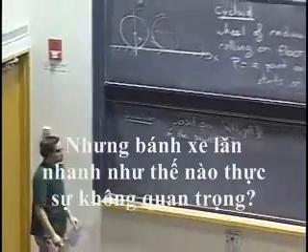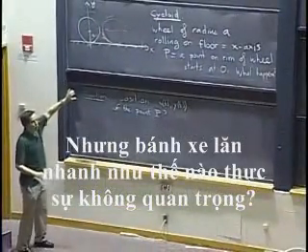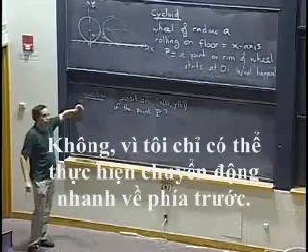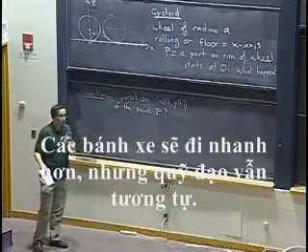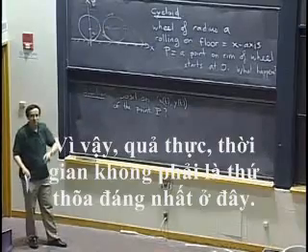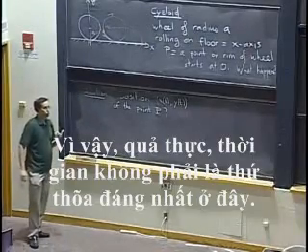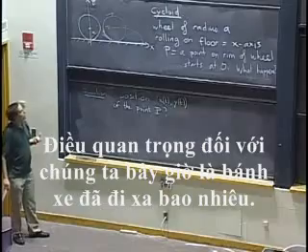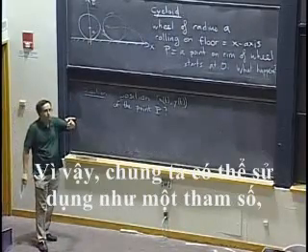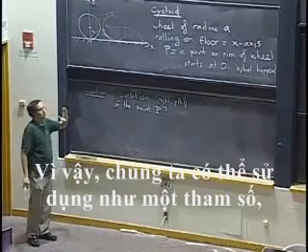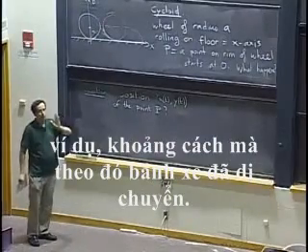But does it actually matter how fast the wheel is rolling? No, because I can just play the motion in fast forward. The wheel will be going faster, but the trajectory is still the same. So in fact, time is not the most relevant thing here. What matters to us more is how far the wheel has gone. So we could use as a parameter, for example, the distance by which the wheel has moved.